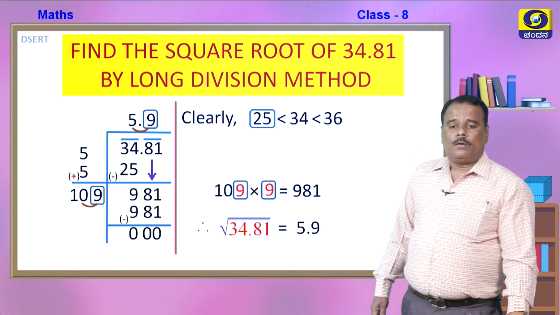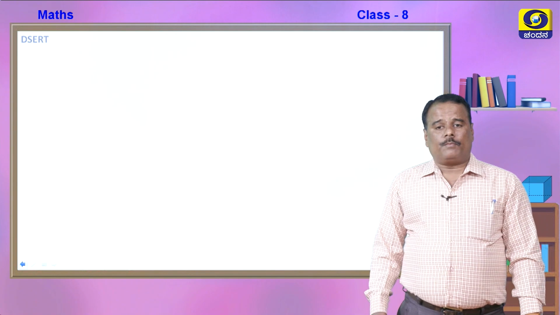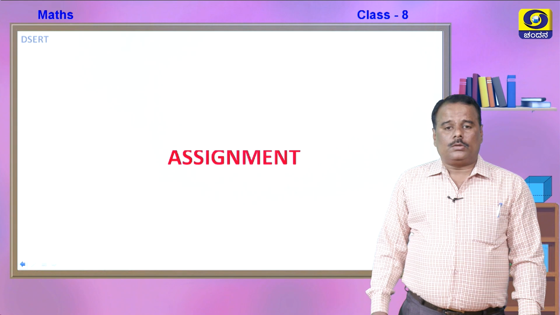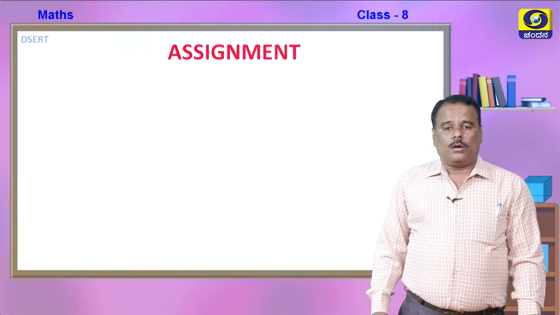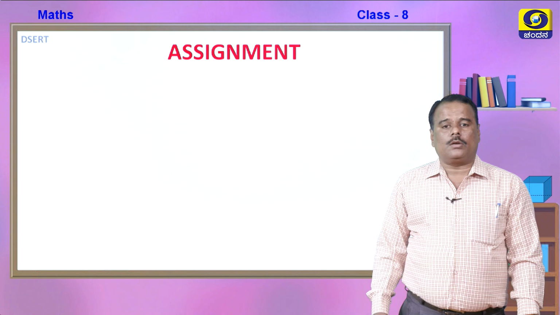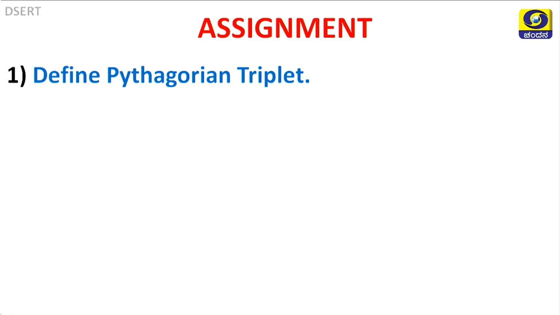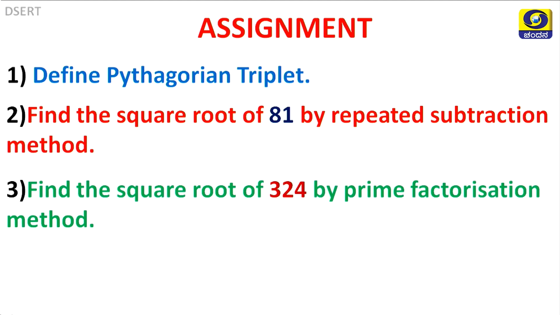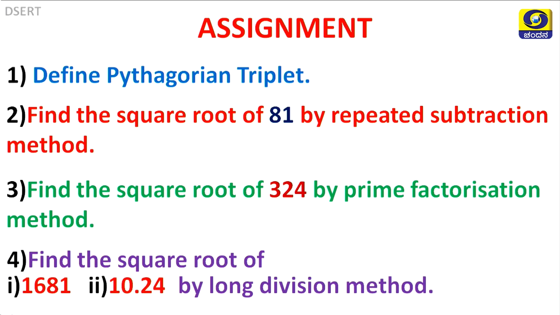So, in this way we can find the square roots of perfect square numbers by 3 different methods. So, let us have an assignment for today's discussion. The first assignment is: define a Pythagorean triplet, find the square root of 81 by the repeated subtraction method, find the square root of 324 by the prime factorization method, and find the square root of 1681 and 10.24 by the long division method.